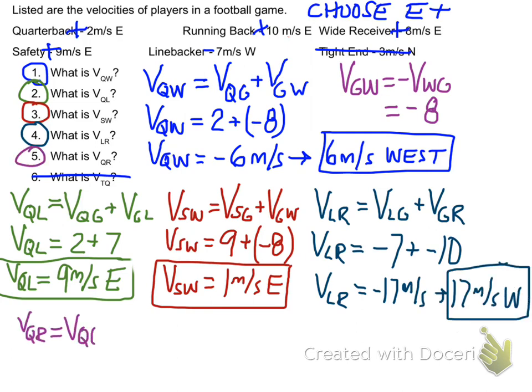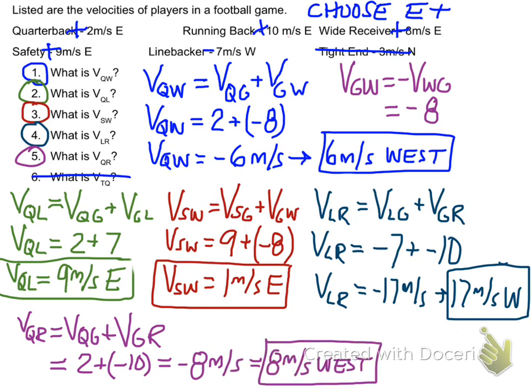And the last one, what's the velocity of the quarterback relative to the running back? So it's quarterback ground, ground running back. Quarterback ground is 2, running back ground is 10, but we have ground running back, so if we flip the subscripts, we flip the signs, minus 10, so that gives me a minus 8 meters per second, which is 8 meters per second in the west direction.